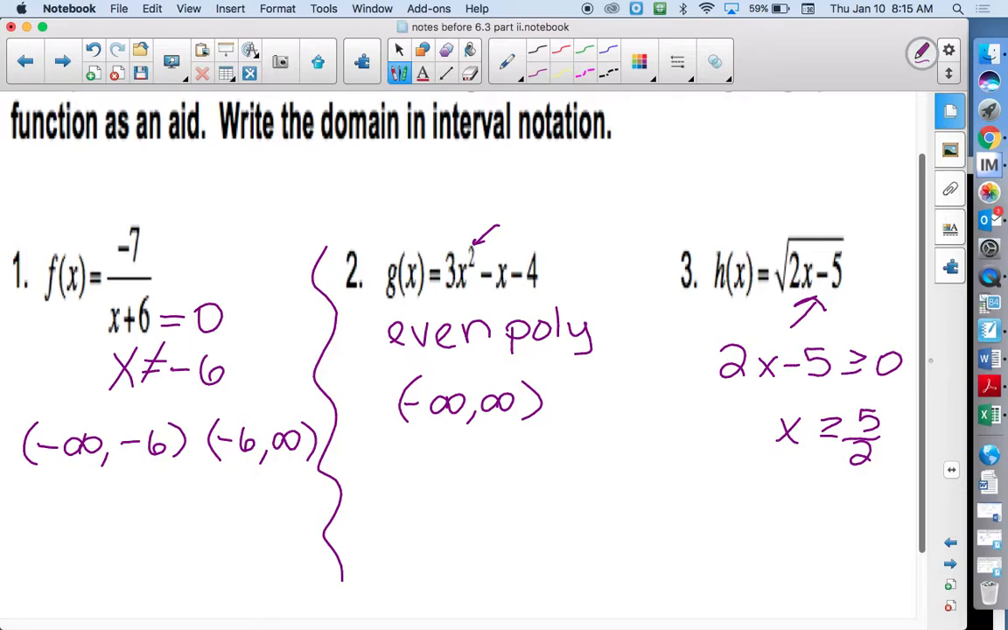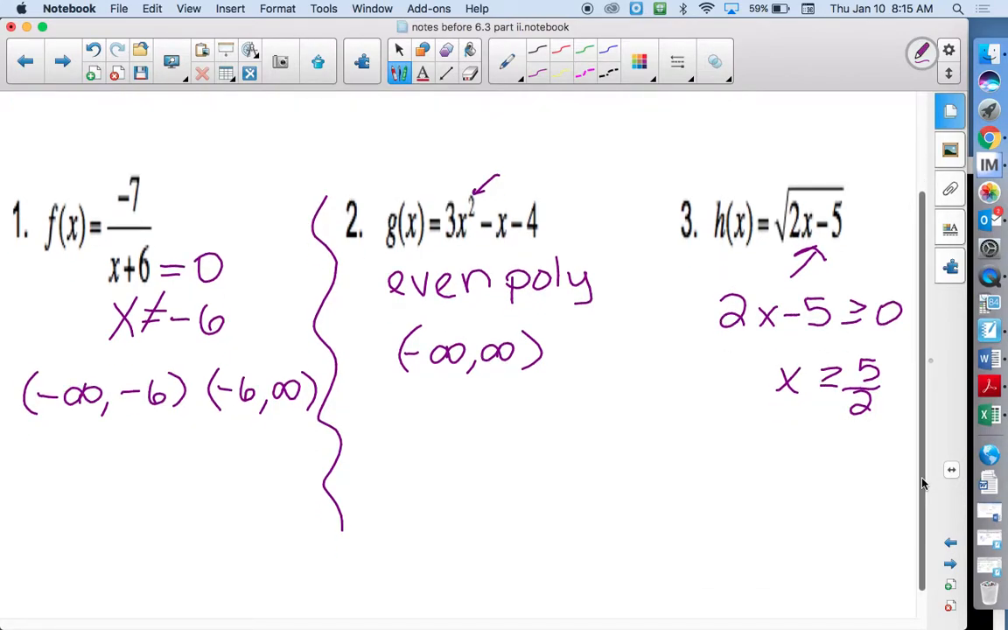Tushal? Put it in a bracket. And then what number does it go to if it's greater than or equal to 5 halves? Infinity. And that goes in a parenthesis. So greater than or equal to, it's allowed to be 5 halves. That's its starting point, but it has to be bigger than that. So in an interval, here's where it starts. And then to show it goes bigger, we say it goes to positive infinity.